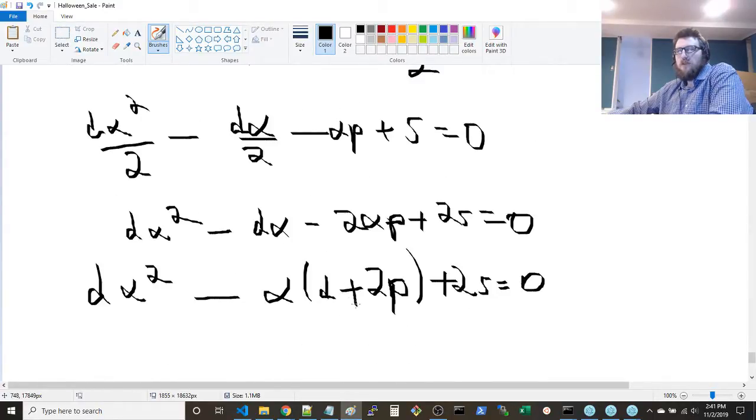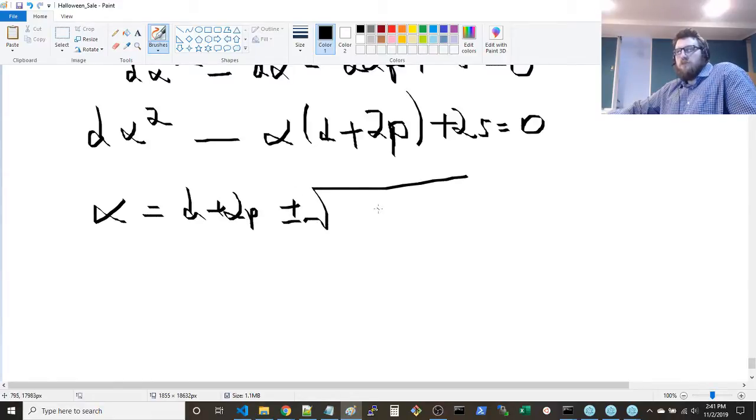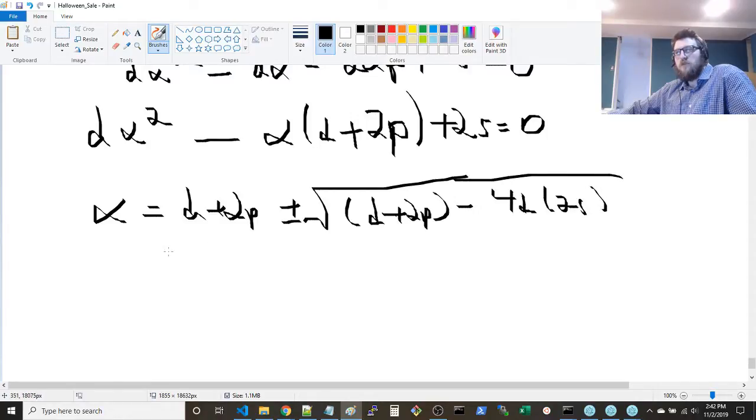Now this would be incorrect. I was just thinking that when I pull out the alpha here, you actually have to put this negation in there correctly. All right, now we can say alpha is equal to negative b, plus or minus the square root of b squared minus 4ac, all over 2a, where b is negative (D plus 2P).